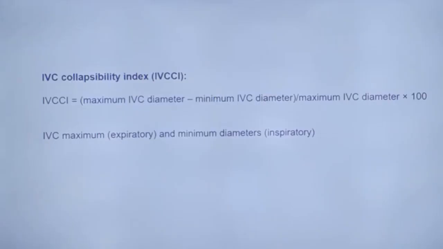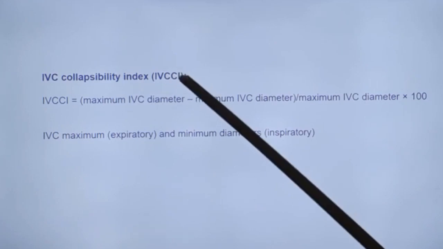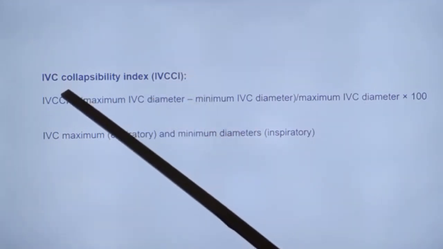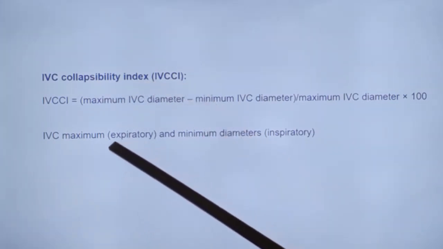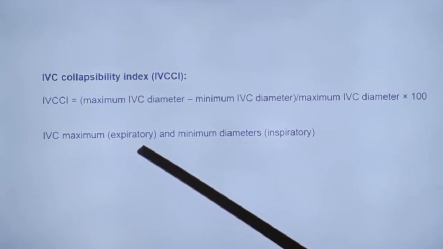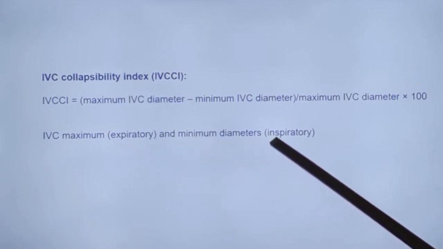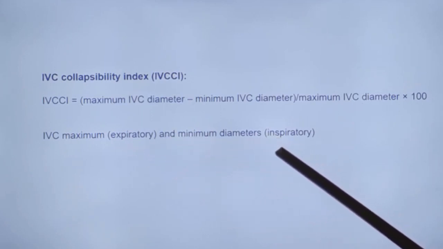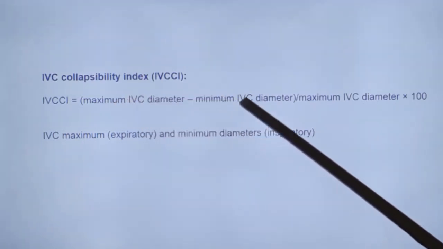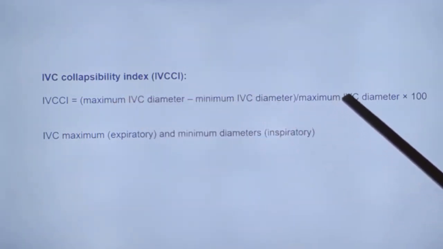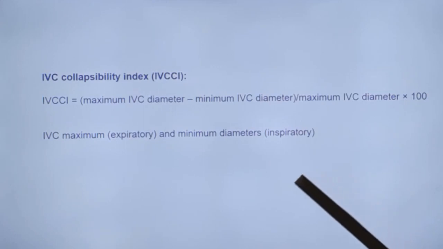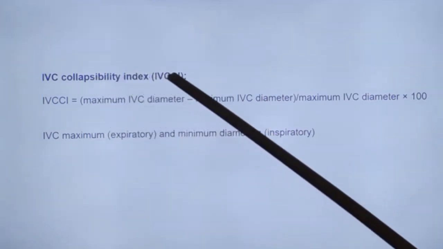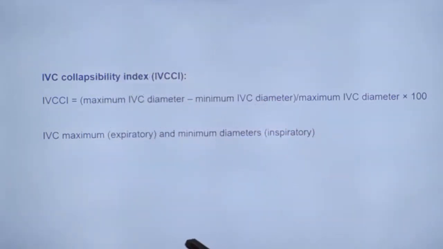Inspiratory decrease in dimensions of IVC can be documented as IVC collapsibility index. That is, you calculate the maximum dimension in expiration and minimum dimension in inspiration. The difference is divided by the maximum IVC diameter and it is multiplied by 100 to get a percentage. This is known as IVC collapsibility index.